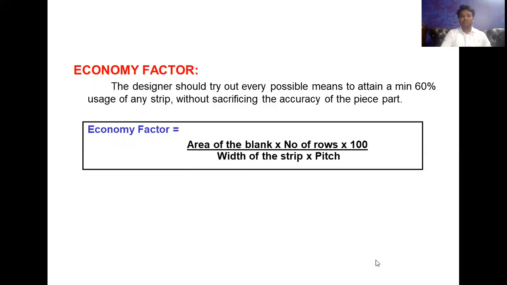The number of rows: whether on a strip we want to perform a single layout, a double layout or a triple layout. That will depend upon the number of rows that we have to perform. Then 100, then the width of the strip. We need to know the width of the strip for calculating the economic factor. That is the total width of the strip. Then pitch. We will see in the coming slides the meaning of these terms.